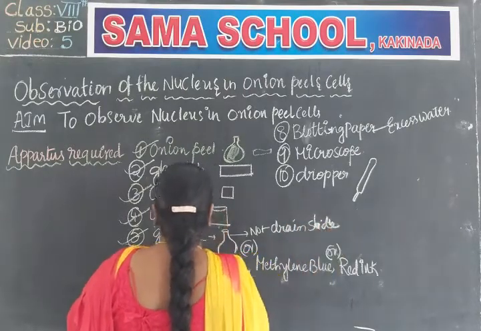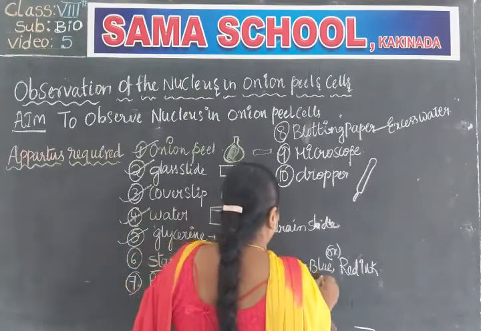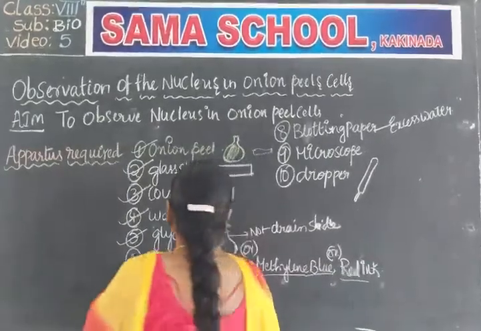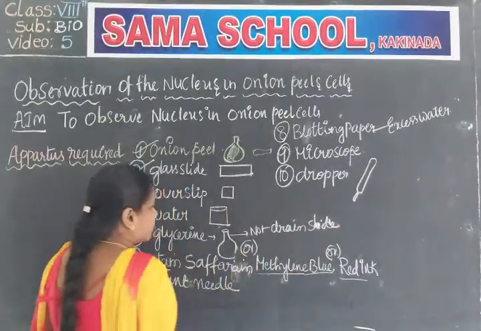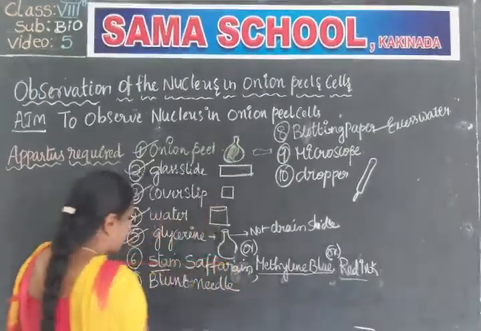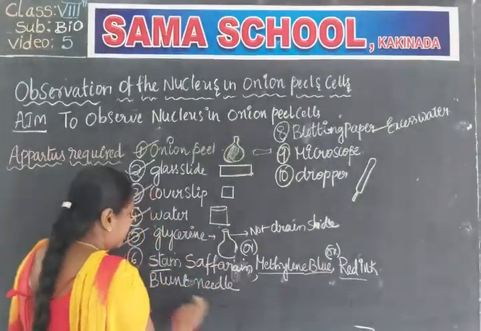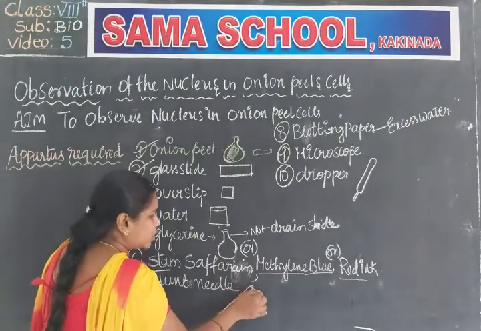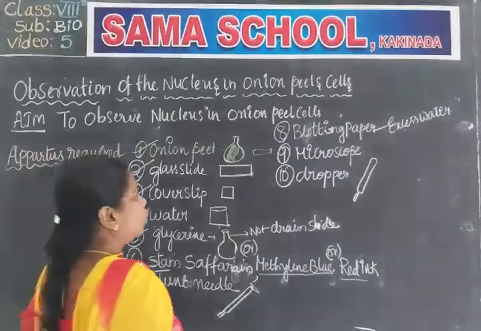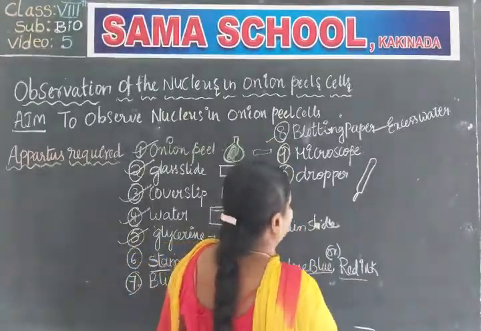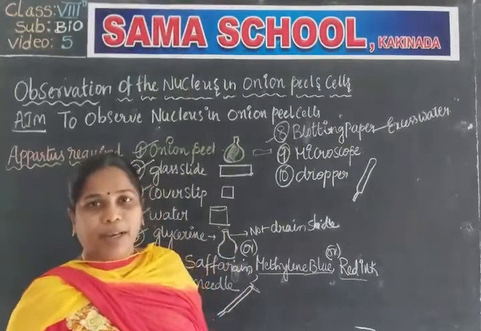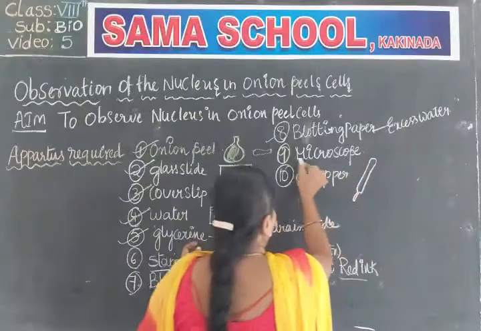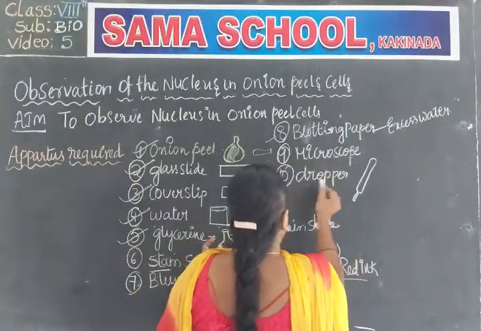We need stains: saffron, methylene blue and red ink. And we need a blunt needle. Understand? You see this is sharpened. We can use the blunt end of the needle to tap it. So we need a blotting paper. Blotting paper we can take for drying the excessive water from the glass slide. We need a microscope. We need a dropper.